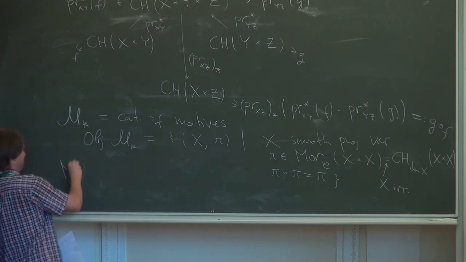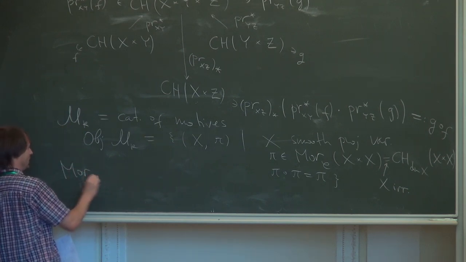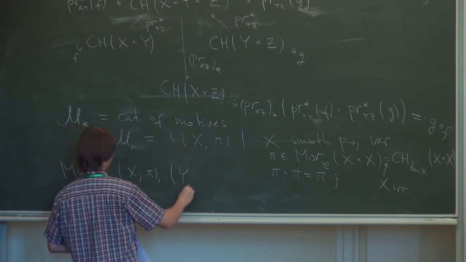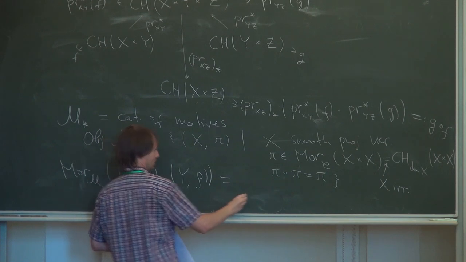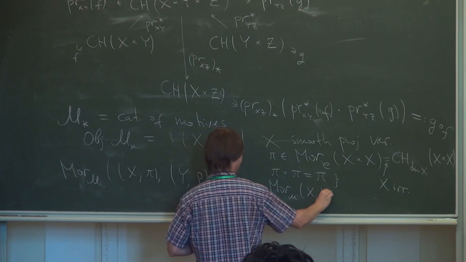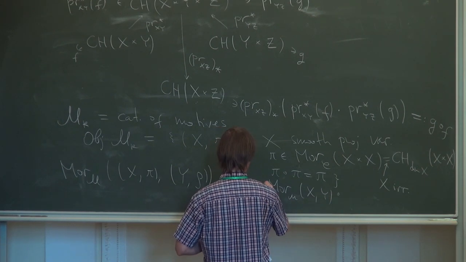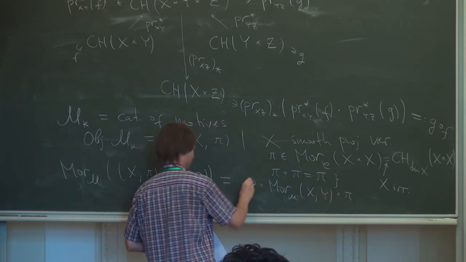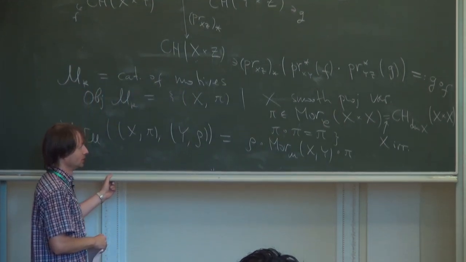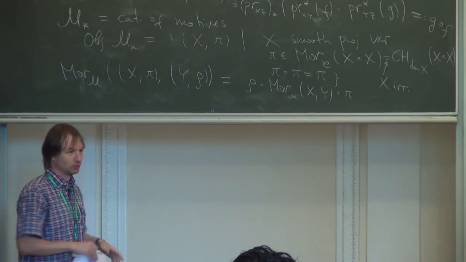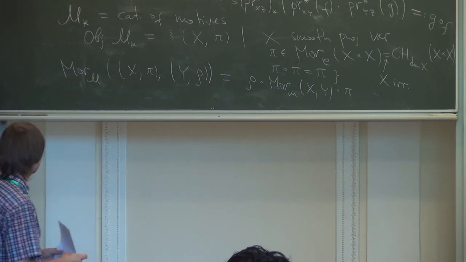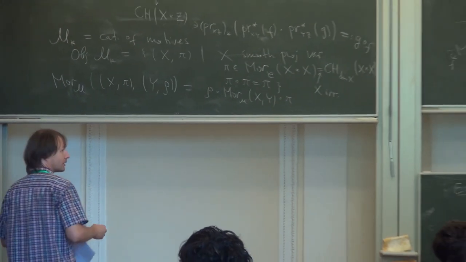Yeah, and the morphisms in this category M between (X, pi) and (Y, rho), well, these are morphisms between X and Y composed with pi and rho. Actually, more or less the only way to write some formula in the correct way involving all letters. Well, that's it.